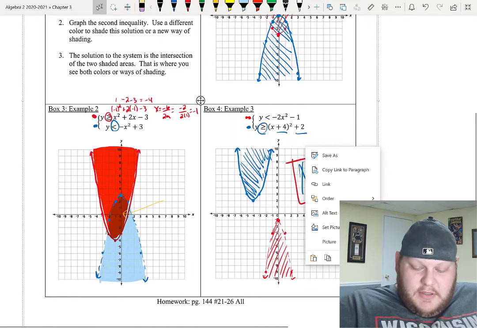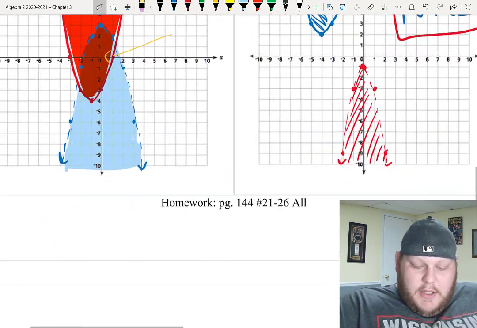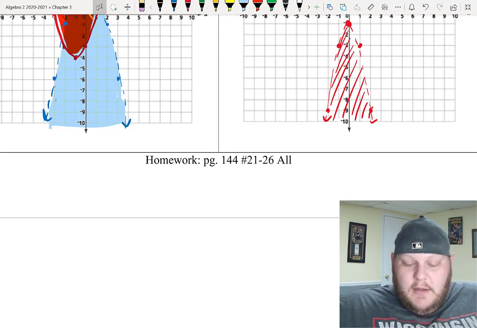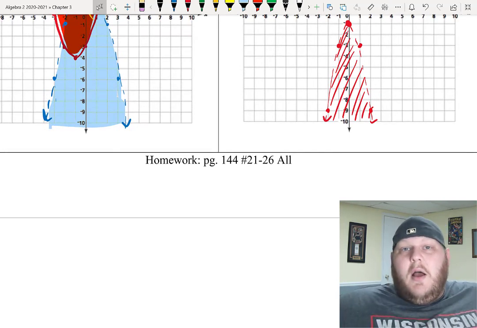And that's it. That's it for this section. That's it for chapter 3. That was the last one we had to do. Your homework for practice for today is page 144, 21 through 26, all, both evens and odds.